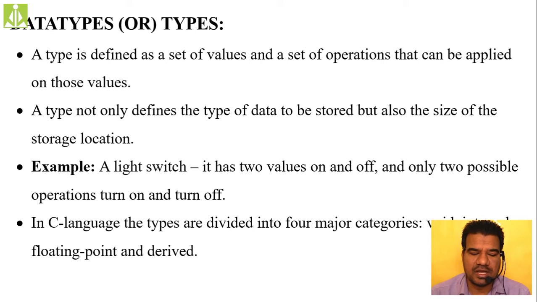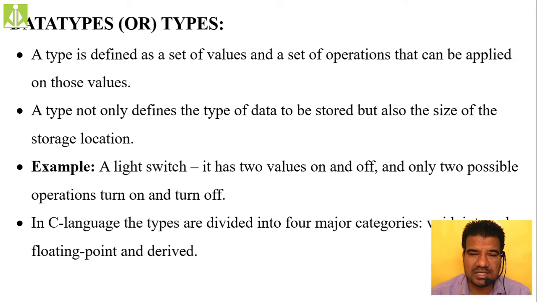Data types: we defined a data type as a set of values and a set of operations that can be applied on those values. A type not only defines the range of values, or tells the compiler what type of value we are going to store in a particular variable, but also tells how much memory it has to allocate for that particular variable. Example we discussed: a light switch.